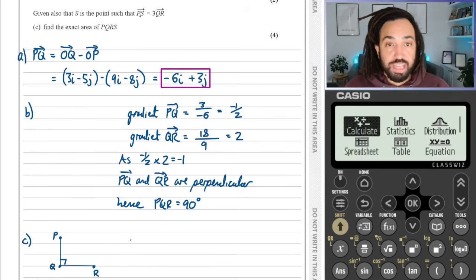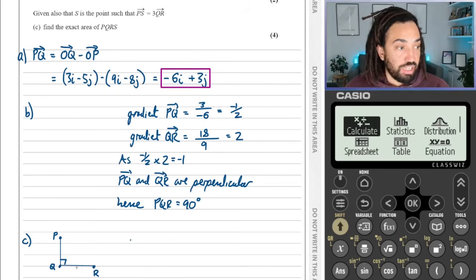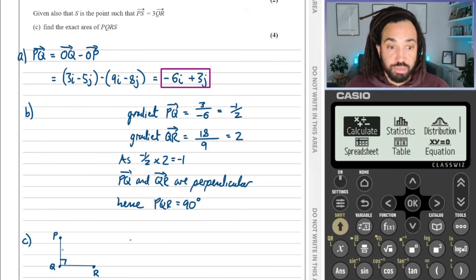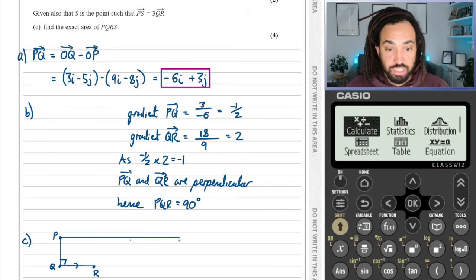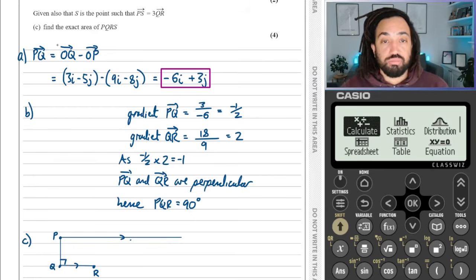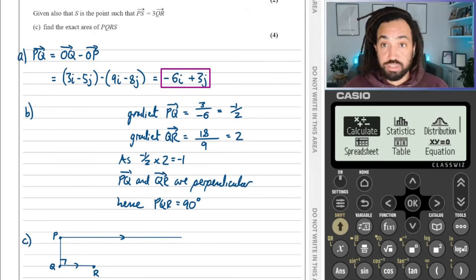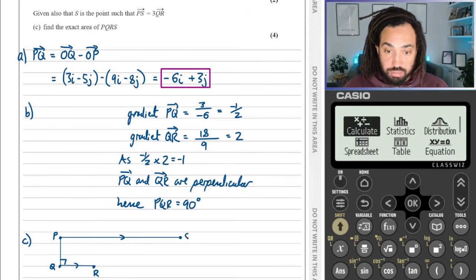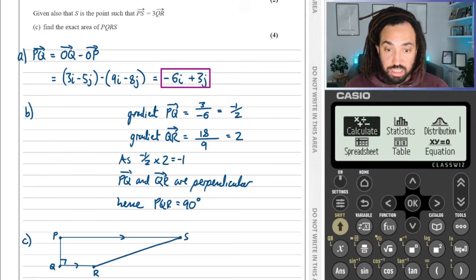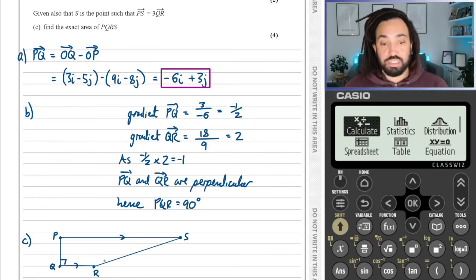So P to S is equal to 3 lots of QR. So QR is this down here. So if we times that by 3, we get PS. So Q to R is in that direction. So PS is going to be looking like this. It'll be 3 times bigger than QR, but it has the same direction. Okay, so what we look like we've got then is we've got a trapezium. So that's S, and then that right there we can connect up.